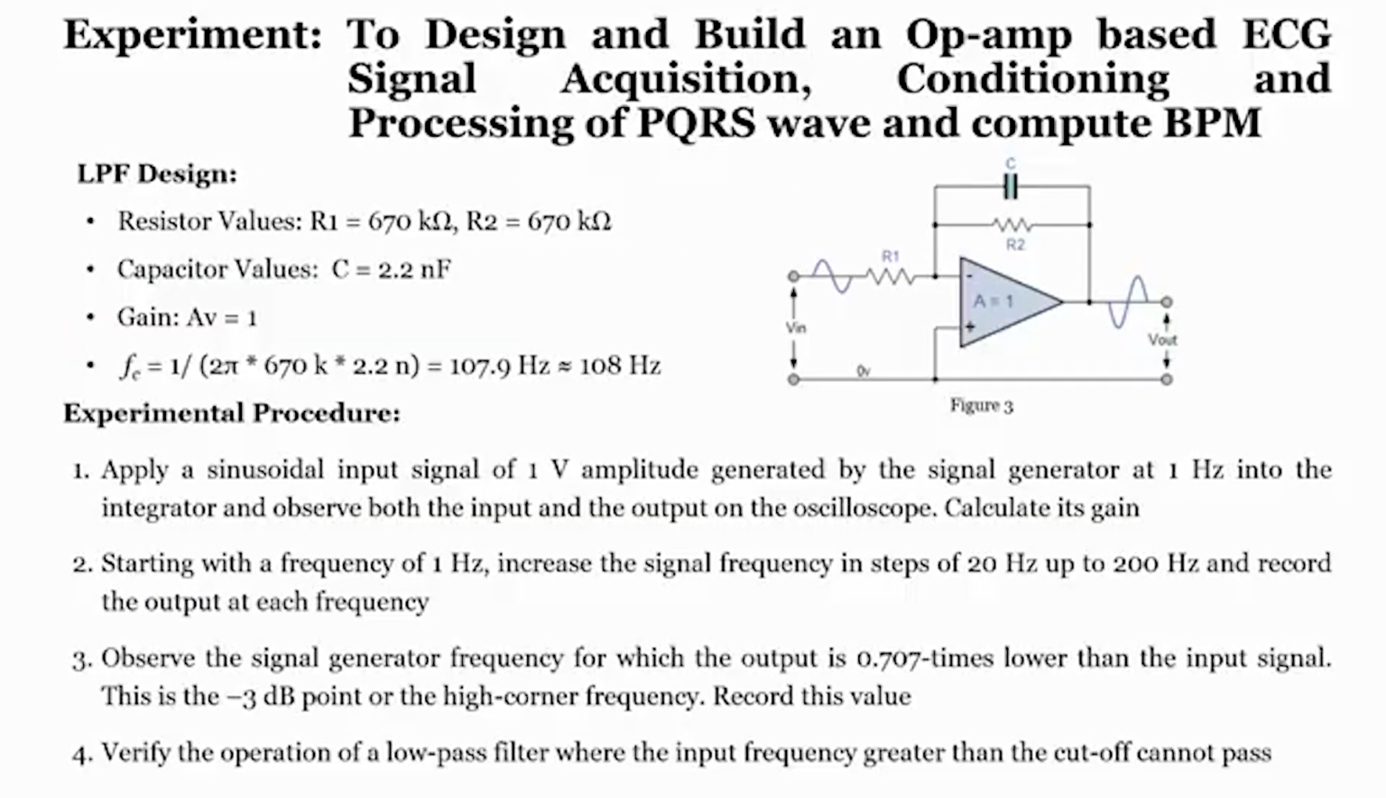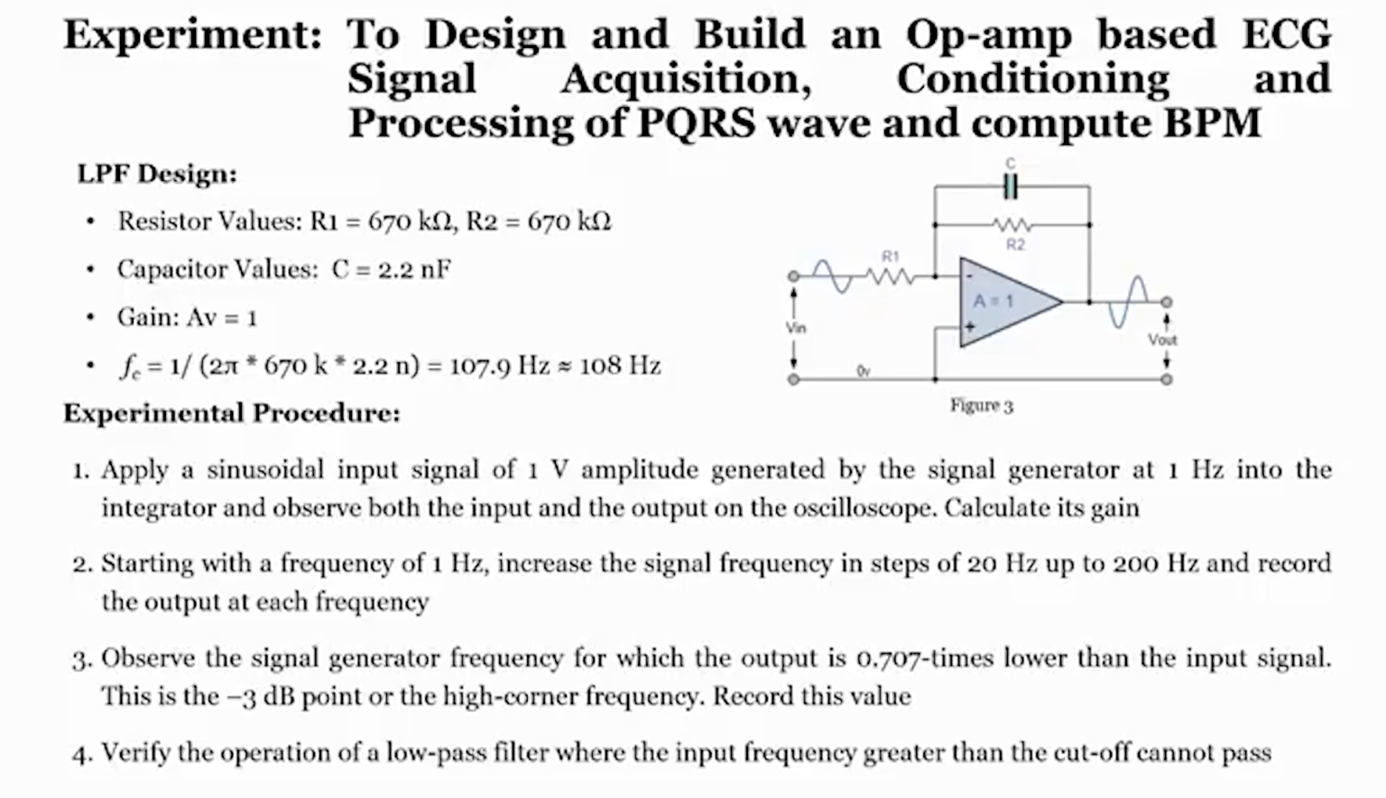So, let us see the low pass filter first. Now, we have seen the low pass filter in the earlier class, earlier course also, but let us look at it again. So, here if I take the resistance values R1 = R2 = 670 kilo ohm and capacitor equal to 2.2 nanofarad, with gain equal to 1, then my cutoff frequency FC is close to 108 hertz. So, that is the first thing.